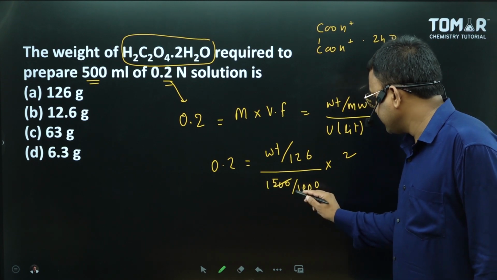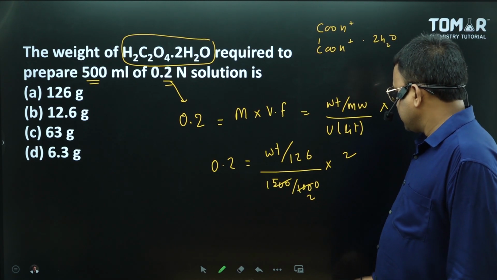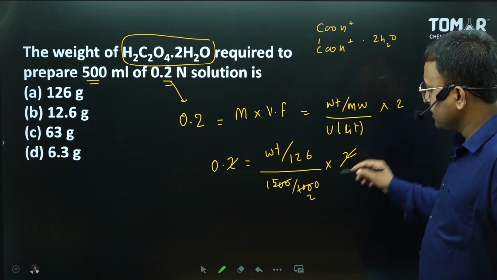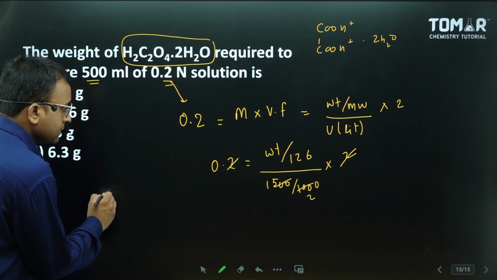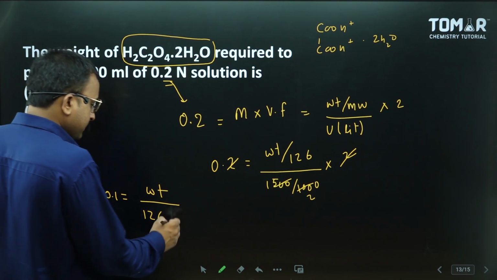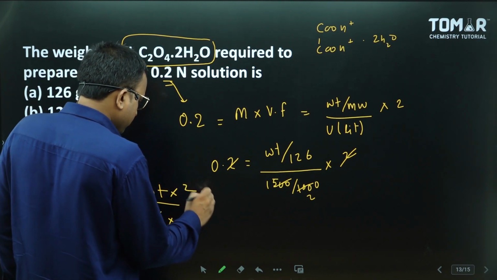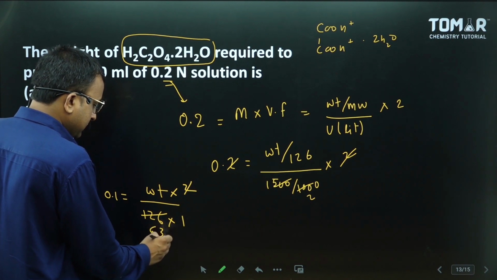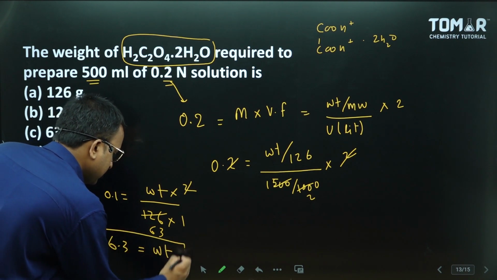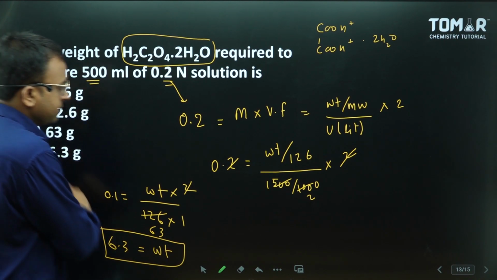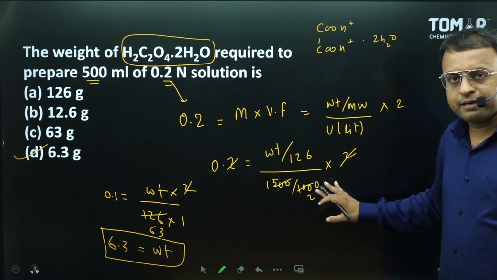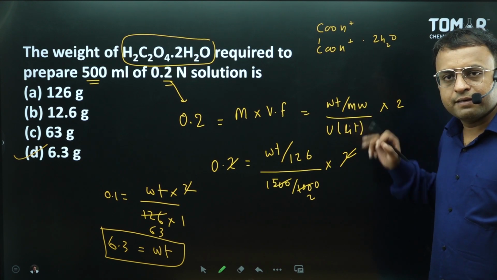Now solve this. 500 divided by 1000 is 1 by 2, and this 2 is cancelled by 2. 0.1 equals weight divided by molecular weight 126, 1 into 2 and 2, 63. The weight is equal to 6.3 gram. The correct option is D. Just write the expanded formula of normality, where weight and molecular weight are given.